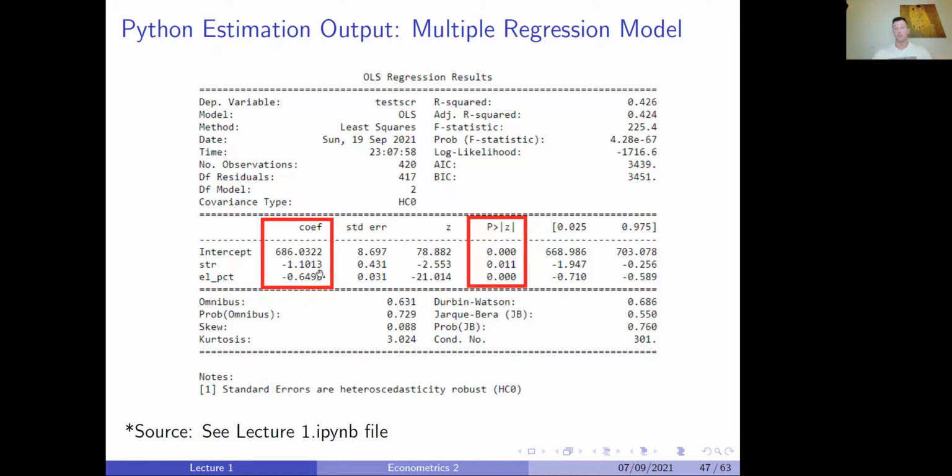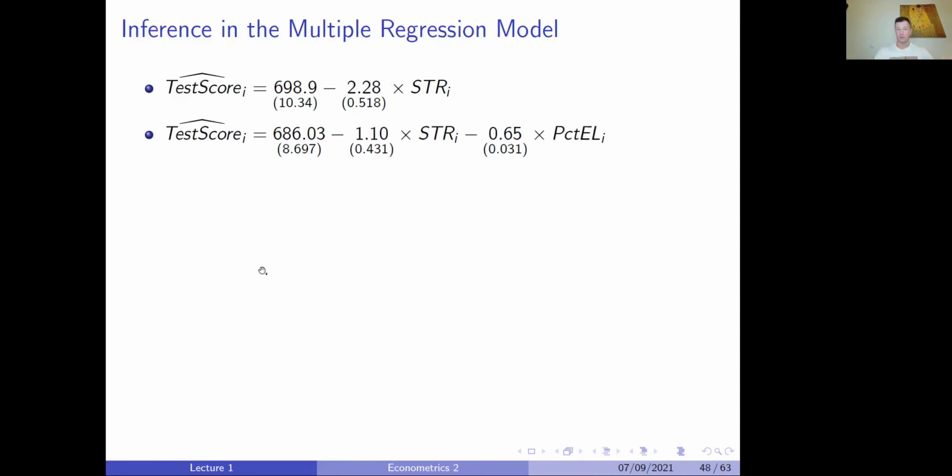Which means that exactly negative bias led to this estimate of minus 2.28. All coefficients are statistically significant, so we reject null hypothesis for each of them. And so here is a comparison of these two models.